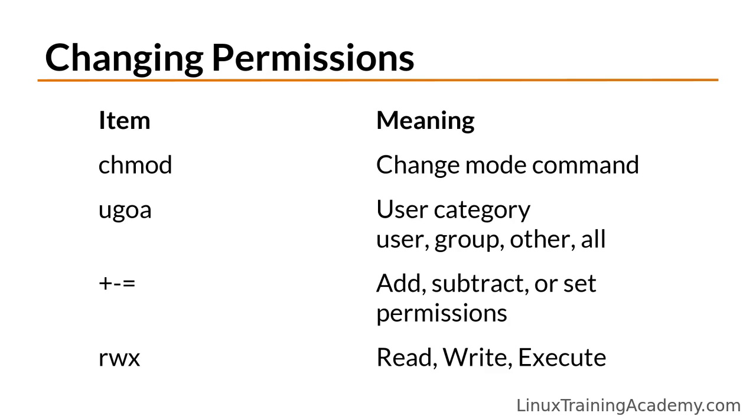The format of the chmod command is chmod mode file. And there are a couple of different ways to specify the mode. One is symbolic notation, and the other is numeric notation. To specify modes or permissions with symbolic notation, run the chmod command, followed by user, group, other, or all, and an operator to add, subtract, or set permissions, followed by the permissions themselves, read, write, or execute.